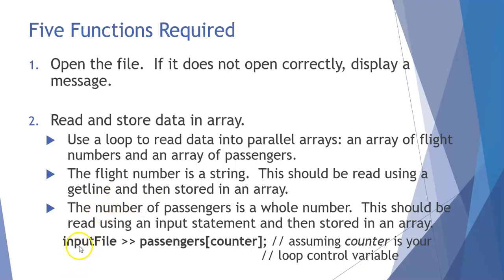I gave you an example right here. Assume your file variable is inputFile, you're going to read into, let's assume your array is called passengers, and let's assume the counter you're using in the loop is called counter, and that's your loop control variable.